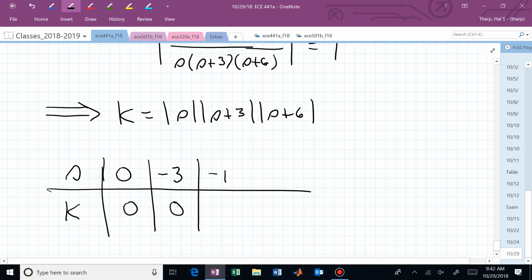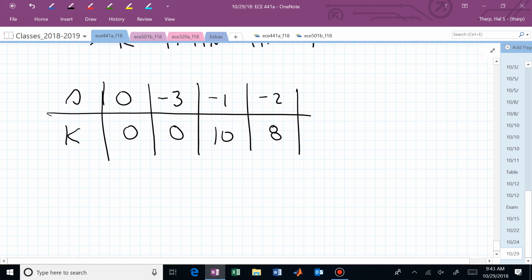What about at minus 1? First one's 1, the second one's 2. So now we have 2 times 5. That's going to give us a value of 10 for k. What about at minus 2? Now we have 2 from the first one, 1 from the middle one, and 4 from the other one. What did I just say? 2 times 1 times 4, 8.